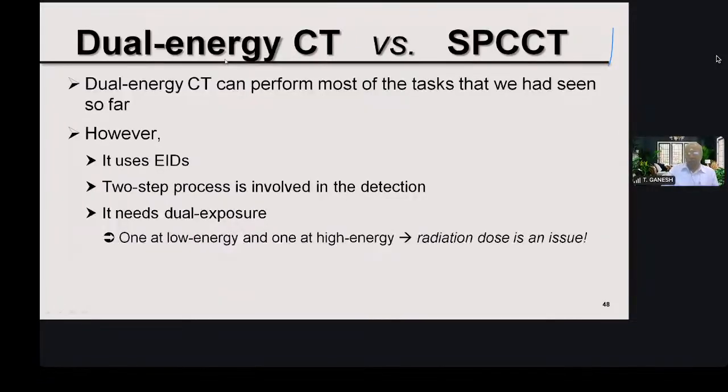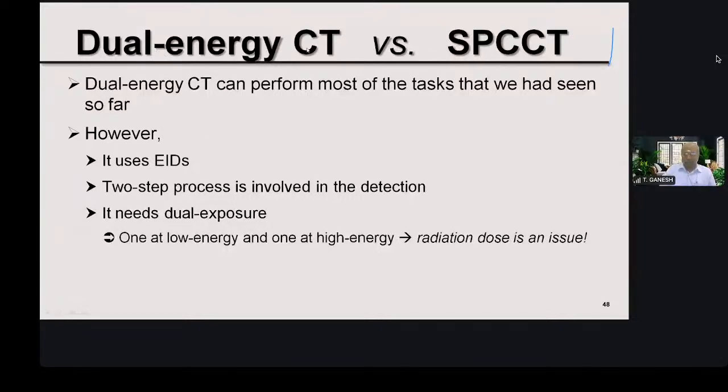So now, whatever applications that we have seen so far, most of the applications, the dual energy CT, which was invented about 2 decades ago, you can do all these applications with the dual energy CT. There is no doubt about that. Whatever we have seen so far, we can use dual energy and perform those tasks also. However, we have to keep a few things in our mind.